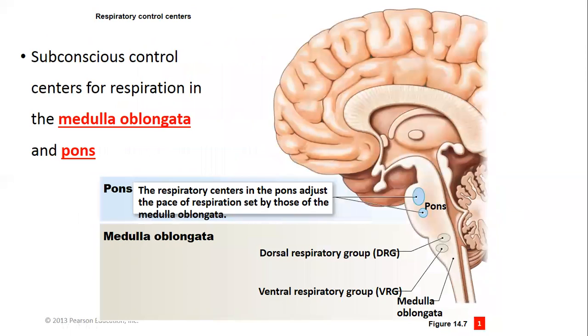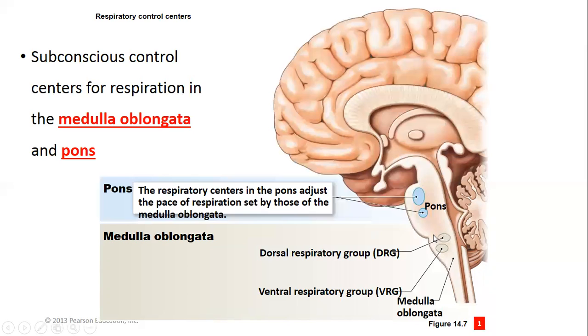When you increase your breathing rate or decrease your breathing rate, your body subconsciously controls that. So think about when you're stimulated to yawn, or when you go from sitting to standing, or standing to walking or running, your breathing rate increases. And if you go from walking to sitting, your breathing rate decreases. Well, there's areas in your brainstem, your pons, and in your medulla oblongata that subconsciously control that. So your control centers for respiration, for breathing, are located in the pons and the medulla oblongata.